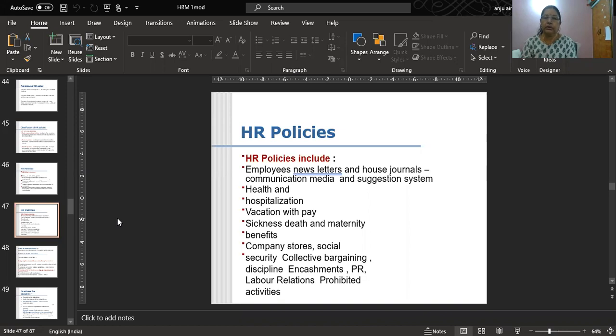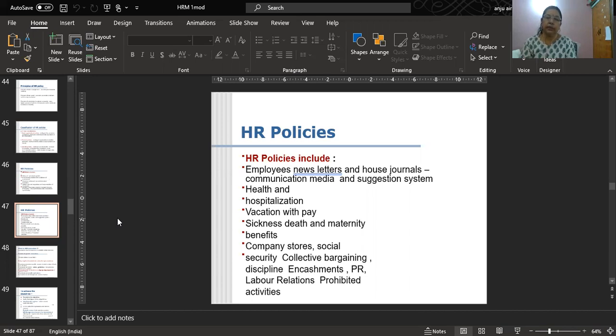You will get all this background information from various written material which will be there in the organization. They will have their in-house journals, newsletters, blogs, reports of the company, a suggestion box of the company. So through all this, they can get a lot of information about the company, and also what is the health system which is followed, what are the health benefits given to employees.